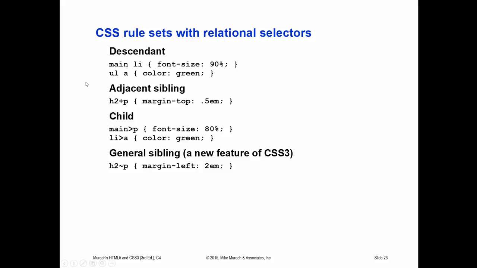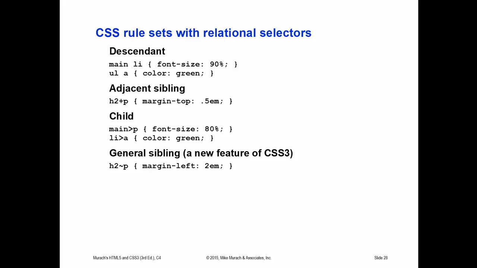This first one is a Descendant Selector. This says that any LI, any list item that's inside of main should only be 90% of its regular size. This says any anchor tag that's in an unordered list should be green in color. Those are called Descendant Selectors because the LI is a descendant, or child or grandchild or whatever. It's contained within another element. The A is contained within a UL.